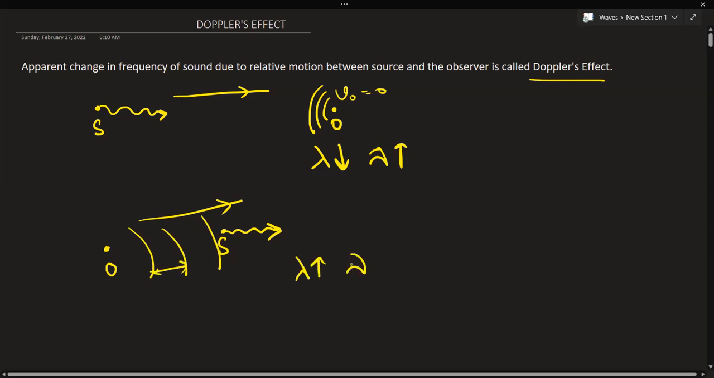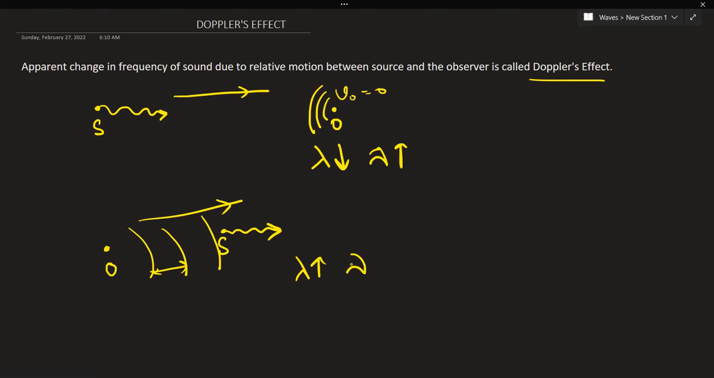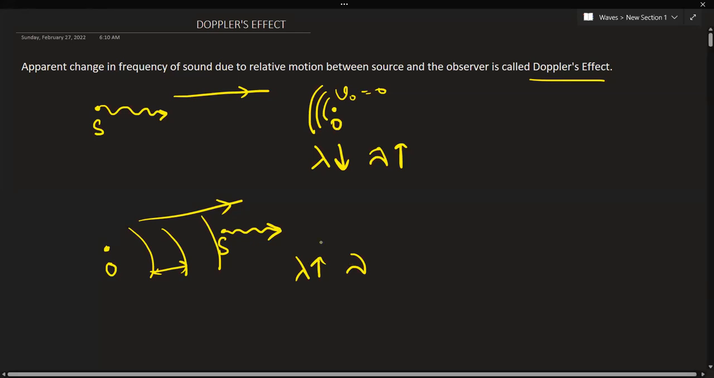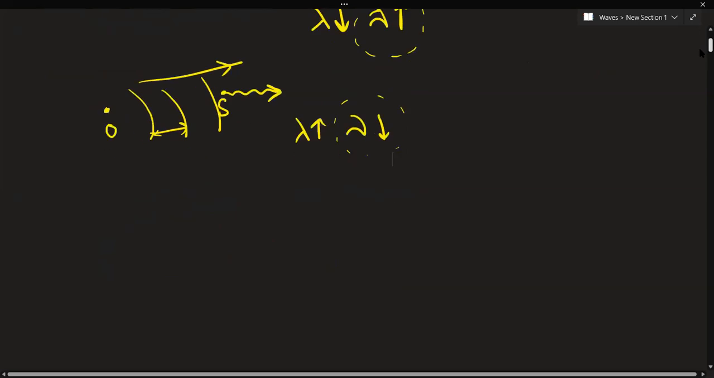So what should happen to the frequency? If wavelength increases, what effect should it have on frequency? Frequency will decrease. So that's why whenever a source of sound approaches, the observer hears it with a greater frequency. And whenever the source of sound is moving away from the observer, the frequency gets reduced. I'll write it down in words also.